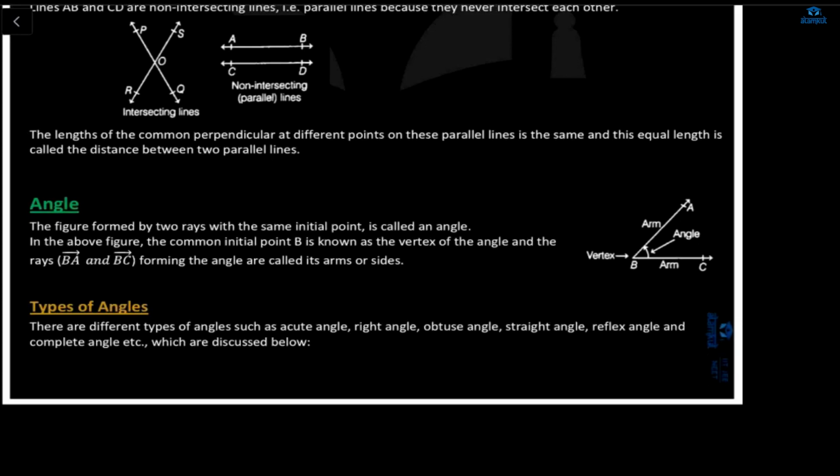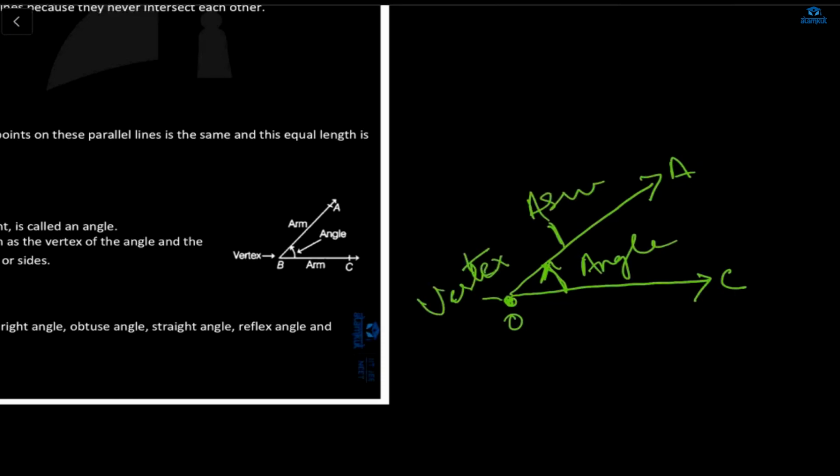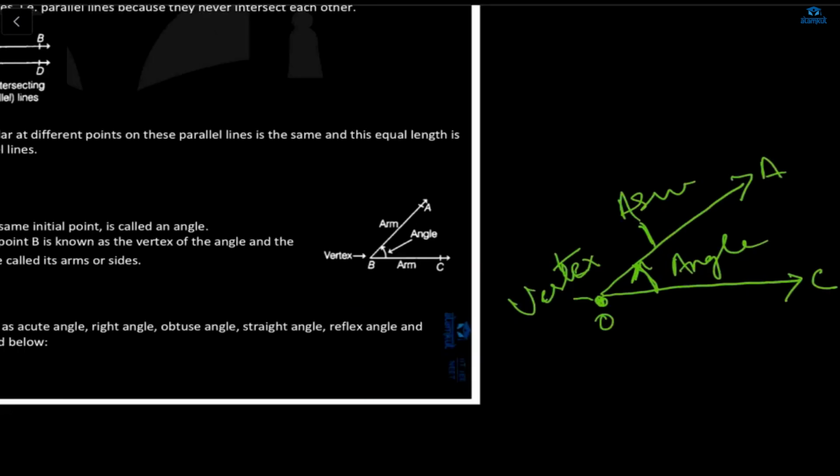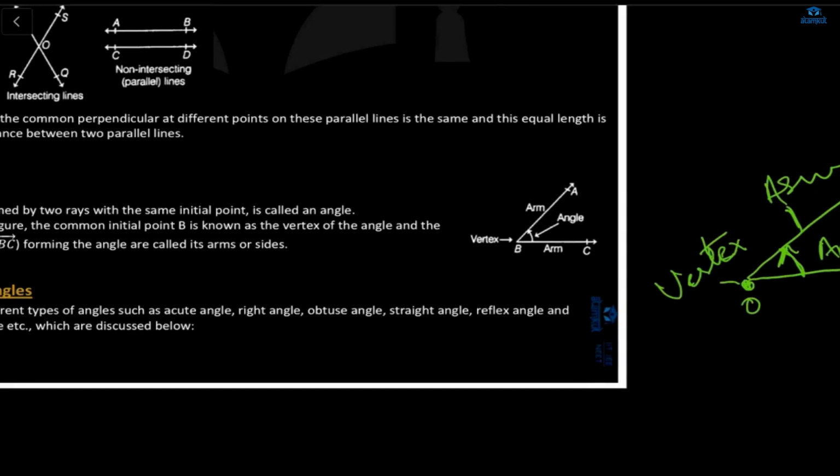Now, angle. What is an angle? The figure formed by two rays with the same initial point, from one point both the rays are initiating, is called an angle. I am taking a point O, which is the initial point, and then I am drawing the two rays. So this is your angle, the rays are called the arms, and the initial point where both the rays meet is the vertex.